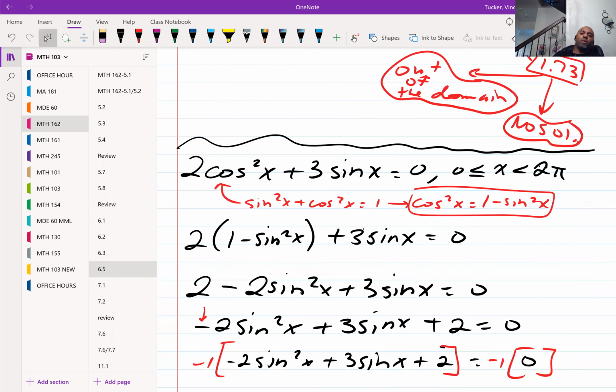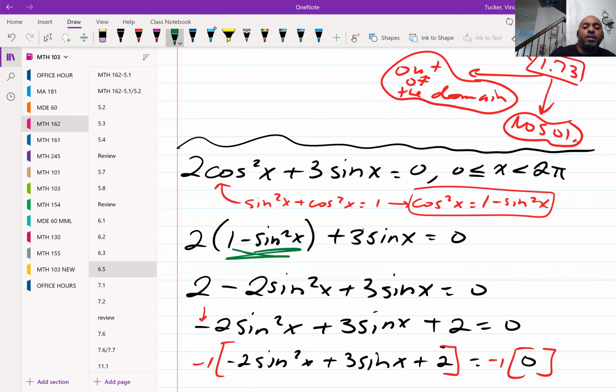Okay. We have 2 cosine squared x plus 3 sine x equal to 0. All right. So what I did here, in order for me to have all sines, I went ahead and rewrote this cosine squared by using your Pythagorean identity. So sine squared plus cosine squared is equal to 1. So I solved it for cosine squared by subtracting sine squared from both sides. And we have this relationship, cosine squared x is equal to 1 minus sine squared x.